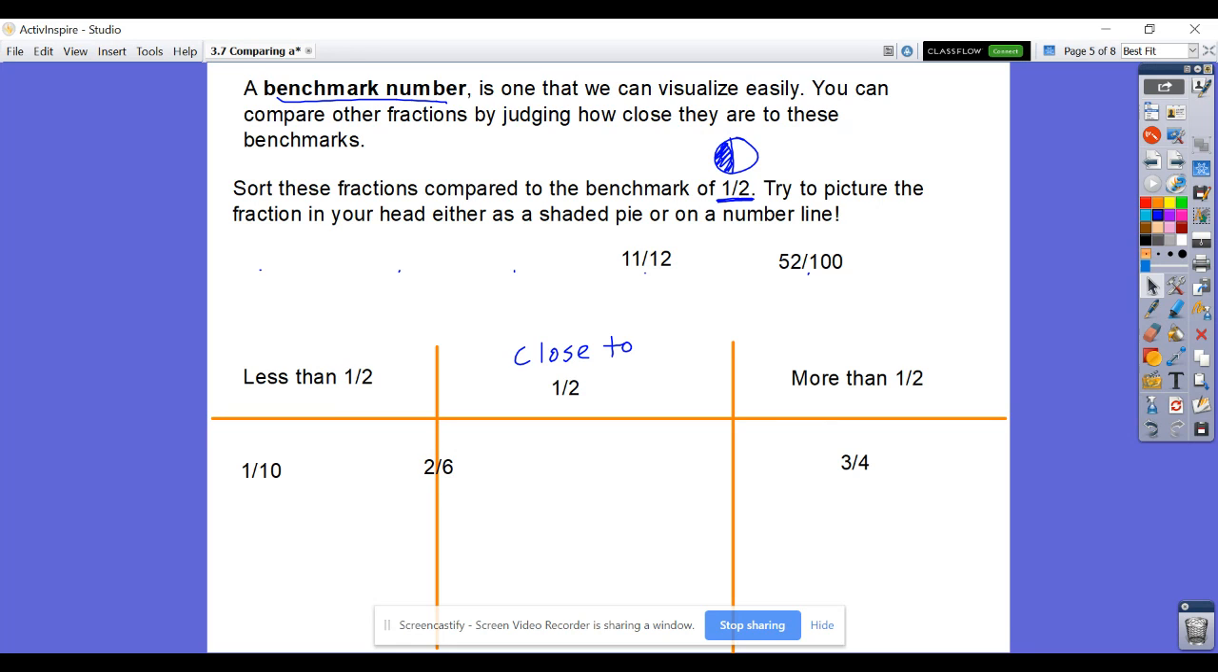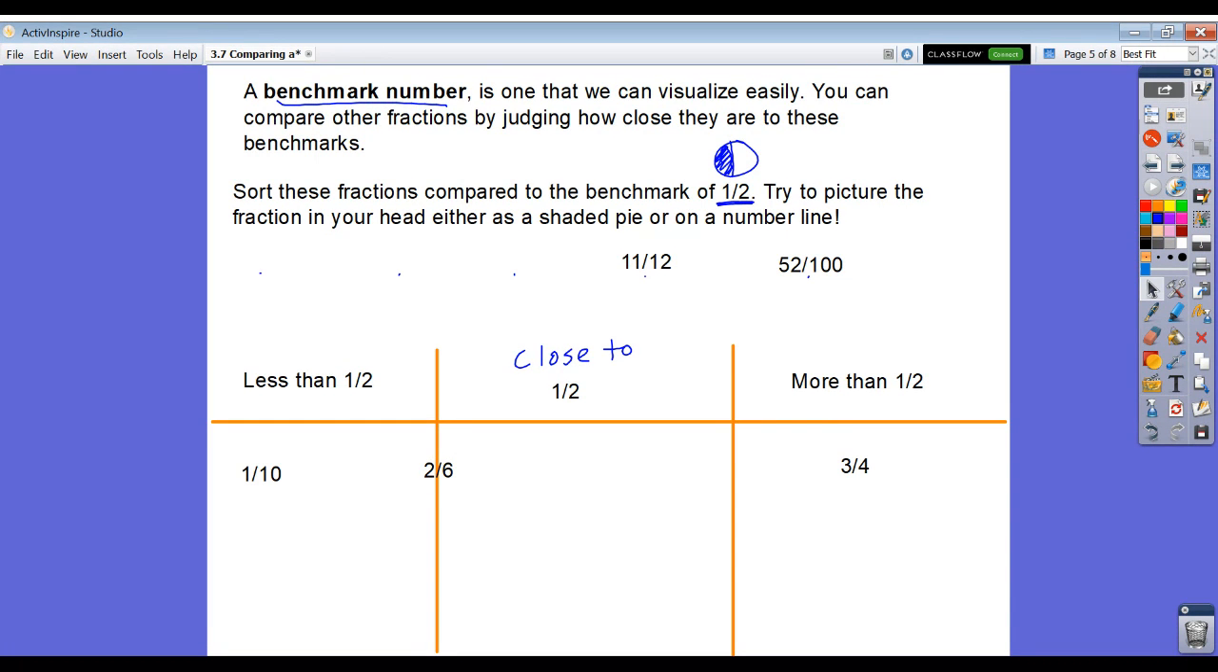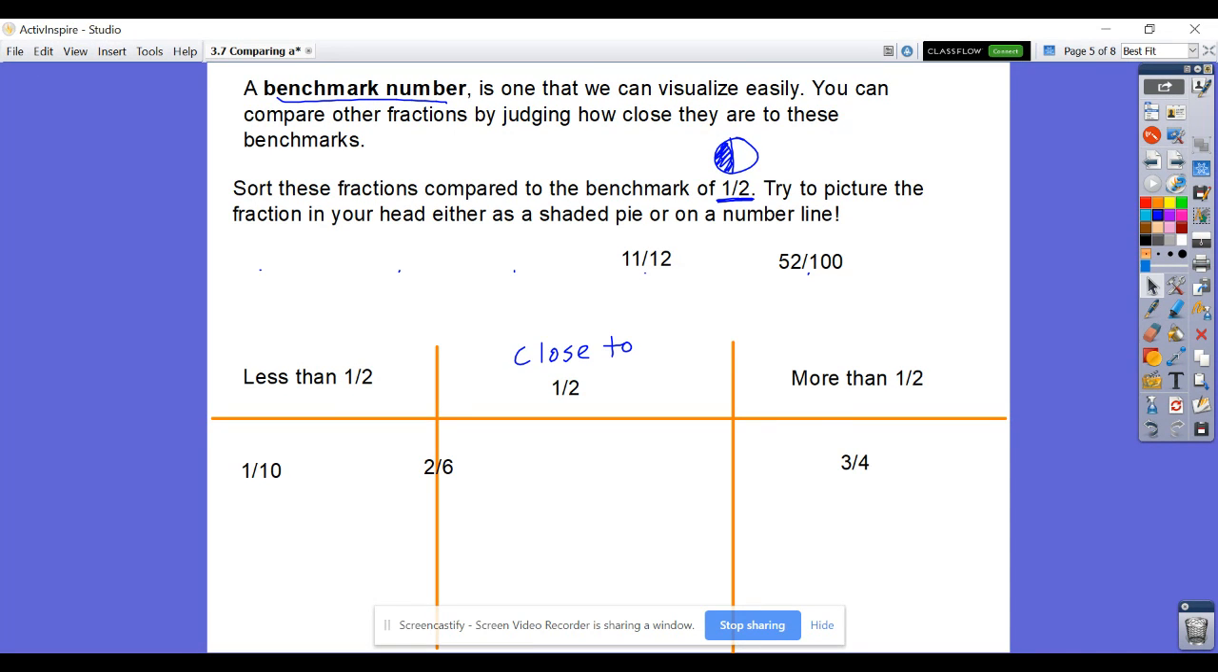So if you put that in close to a half, you're correct as well. And then 11/12. 11/12, that's almost a whole, right? So I'm going to move that as more than a half.